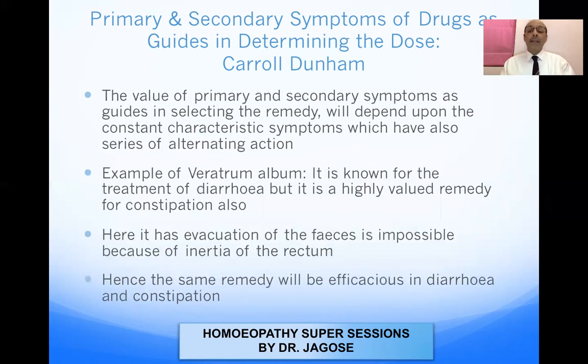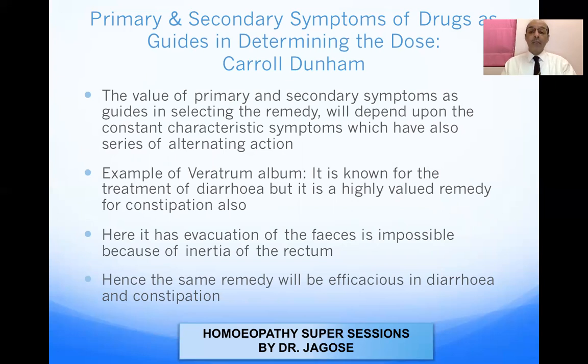The value of primary and secondary symptoms as guides in selecting the remedy will depend upon the constant characteristic symptoms, which are also series of alternating actions. So the value of the primary and secondary symptoms will depend upon the characteristic symptoms which have to be present.